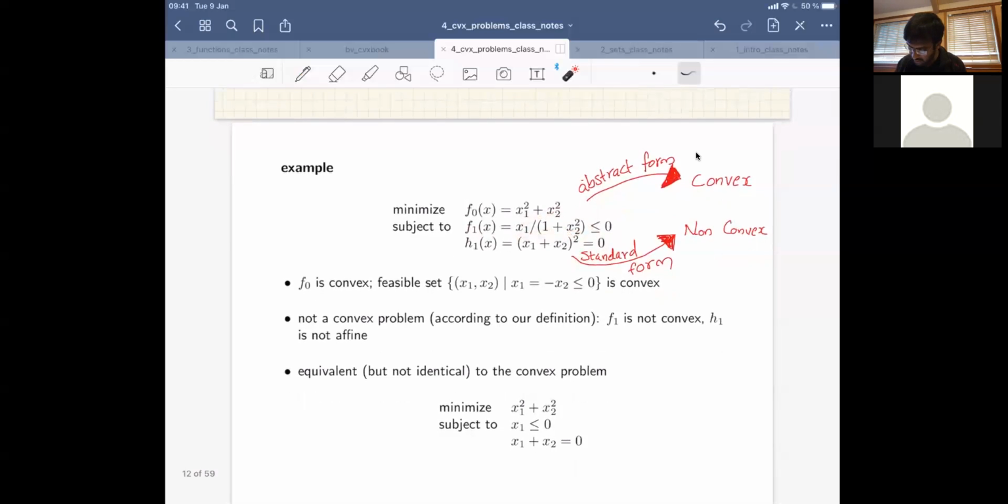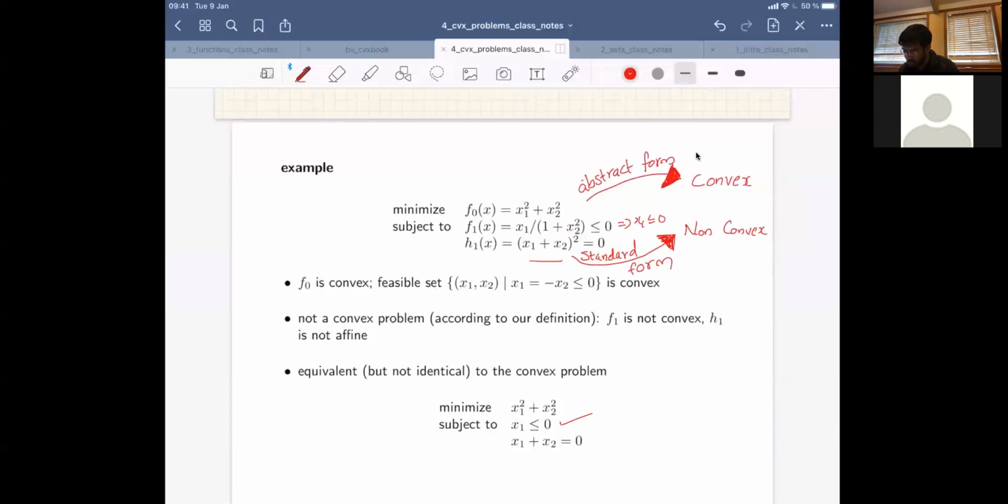So be careful here. The funny thing is, if you look at x1 by 1 plus x2 square, what is the denominator here? That is a positive quantity, right? 1 plus a square is a positive quantity. So what does this imply? This simply implies x1 is less than or equal to 0. So I can simply rewrite this inequality constraint as x1 less than or equal to 0, because for any value of x2 the denominator is positive. And the next one is x1 plus x2 square equal to 0. Under what condition will a square be 0?